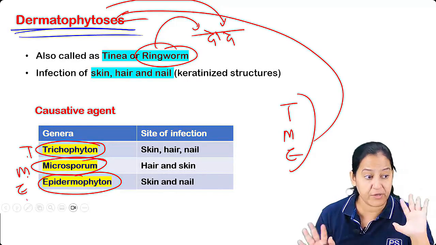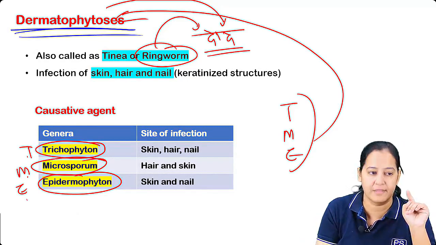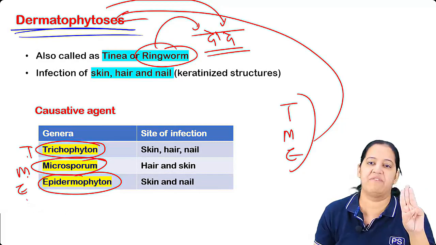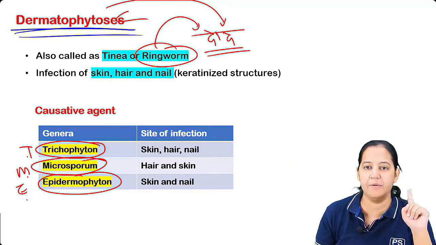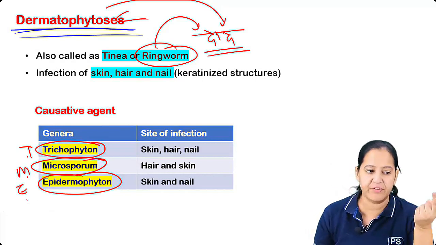So dermatophytosis is the name of the disease. It is called daad. And that is caused by one of the three fungus. You know, daad can occur in three places. Skin, hair, nail, it can occur anywhere. The dermatophytosis can occur in all three.